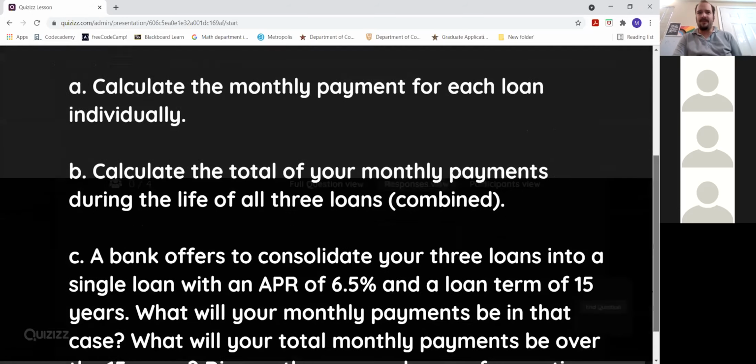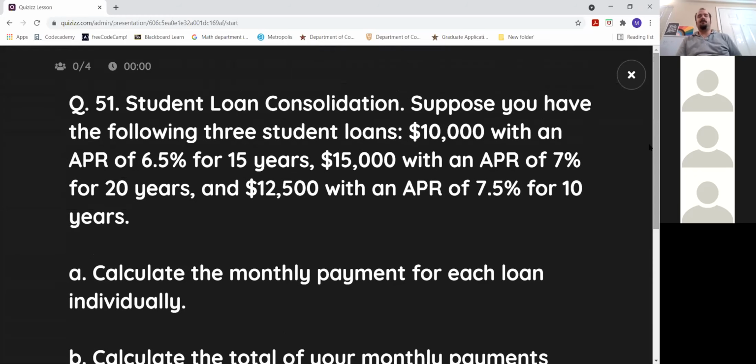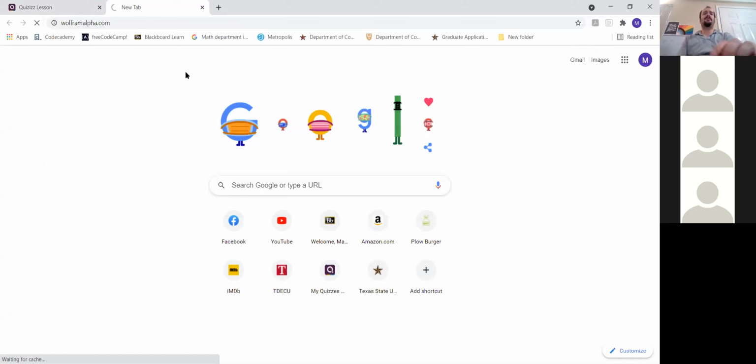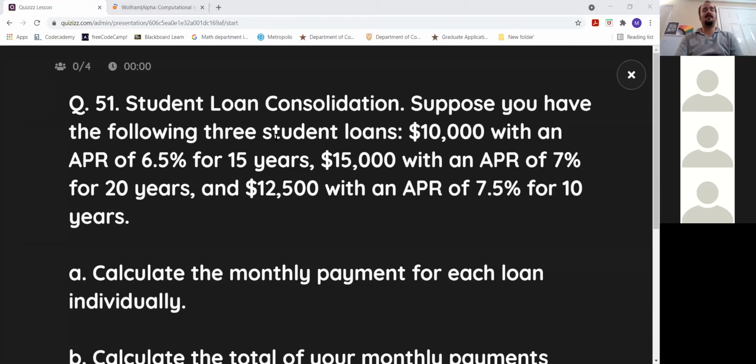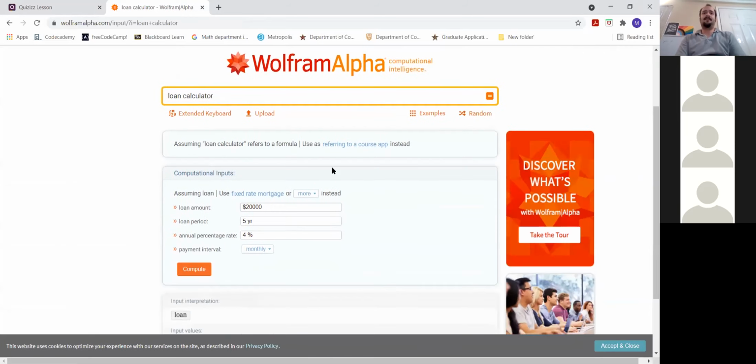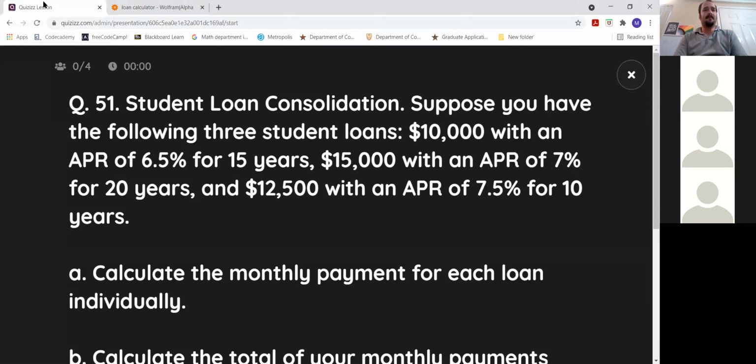So this is what I want you to do for this one. We have done this thing over and over again, and I don't want to do this by hand. If you want, go to Wolfram Alpha, did I tell you about Wolfram? They have a good loan calculator. I want you to go out there and find a loan calculator because, being honest, if you were to do this out in the world, you're probably not going to do it by hand.